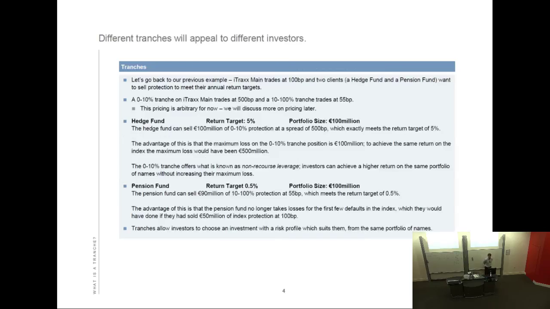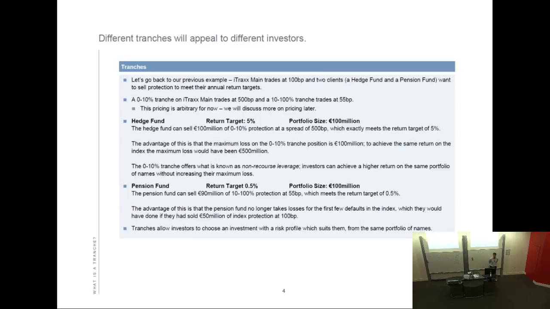Okay? So if we go back to our previous intro example, think again of these two investor types, a hedge fund and a pension fund. Imagine the asset iTraxx main trades at 100, and the 0 to 10% tranche might trade at 500 basis points running, and the 10 to 100 tranche might trade at 55 basis points running, right? So we have that kind of hierarchy.